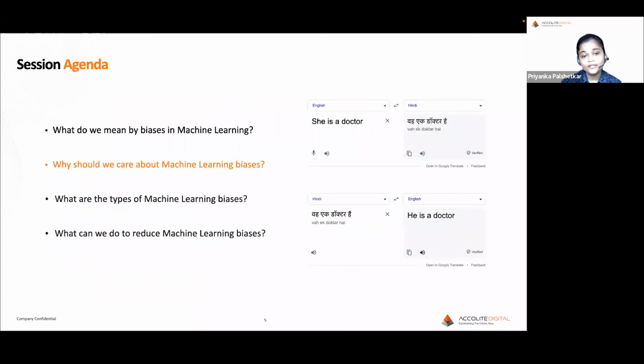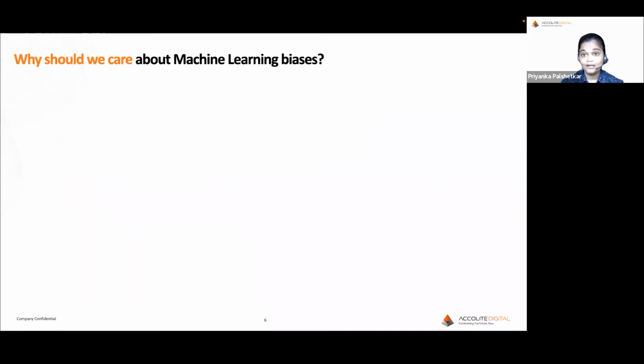So now that we know what we mean by a machine learning bias, our obvious next question would be, okay, so what? We are already working hard enough to build this machine learning model, and now you want us to account for these biases as well. Why should we even care about these biases? Take my word for it.